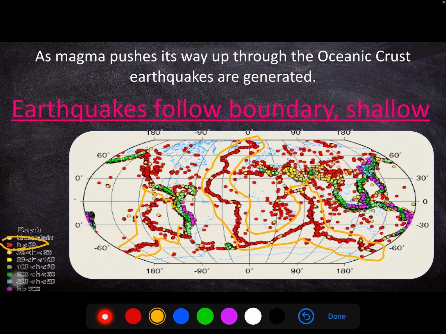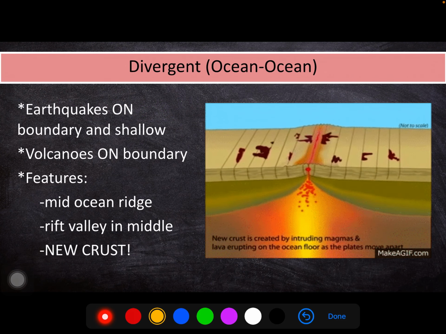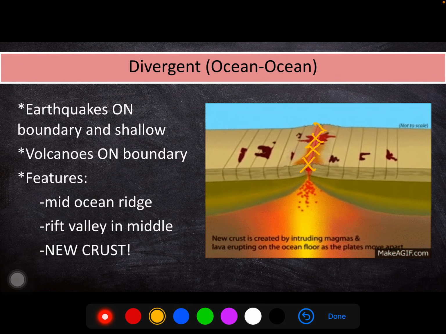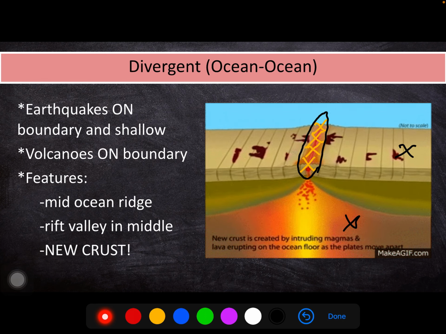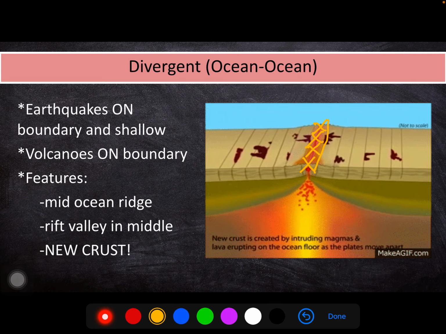So this type of boundary is making earthquakes all along that boundary line where the 2 plates meet, only at shallow depths. So on your diagram, you can be labeling up the earthquakes like this, with that X showing that they're moving, they're happening shallow and right on the boundary, right? I'm not going to put any over here to the side or down here at the bottom. I only want them here on the boundary at the surface. So make sure you're thinking about that. Just this area right here. We already got the arrows in.